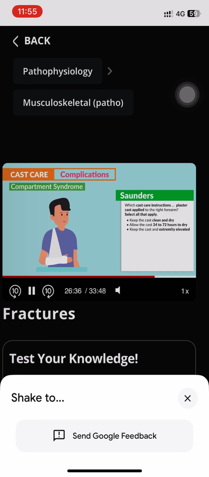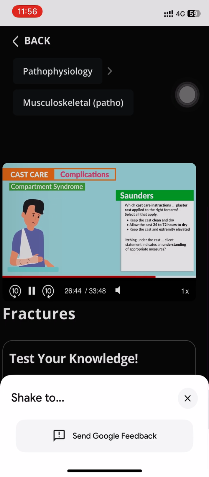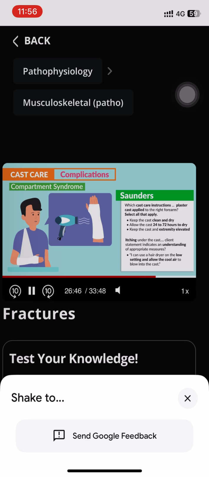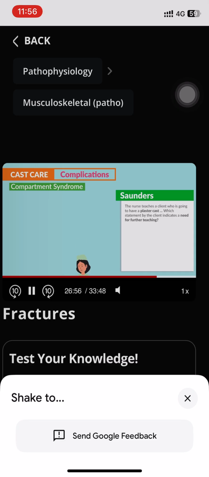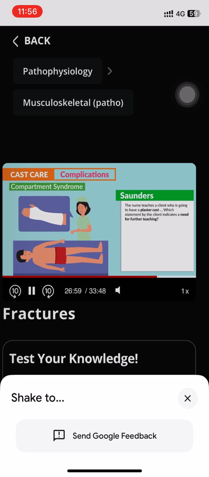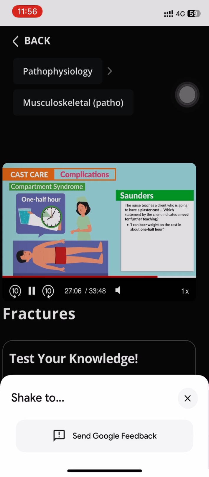Yes. Next is itching under the cast. The client's statement indicates an understanding of appropriate measures. I can use a hairdryer on the low setting and allow the cool air to blow into the cast. Yes, never put anything under the cast to scratch an itch. And the third question, the nurse teaches a client who is going to have a plaster cast. Which statement by the client indicates a need for further teaching? I can bear weight on the cast in about half an hour. No bearing weight when it's initially put on.